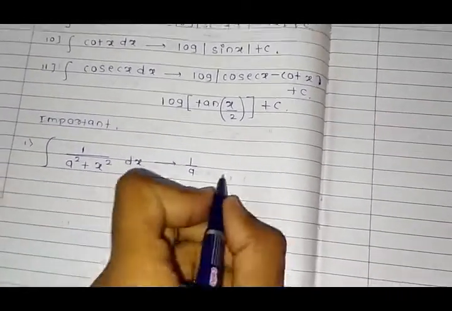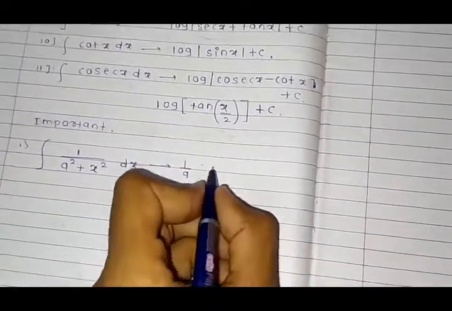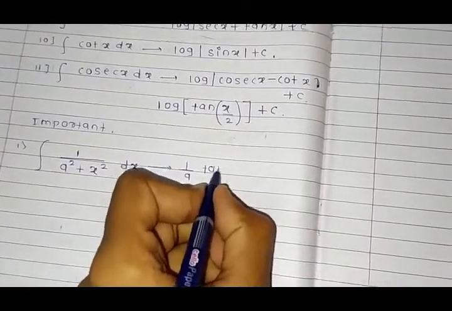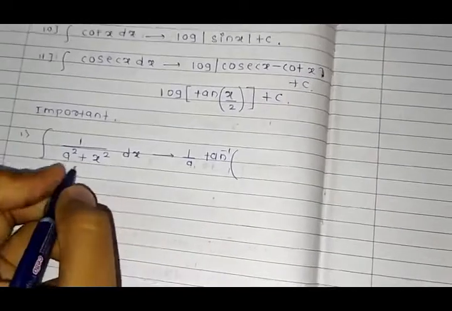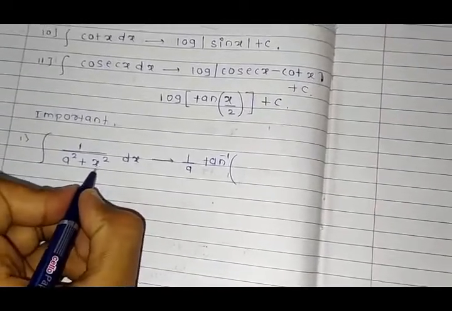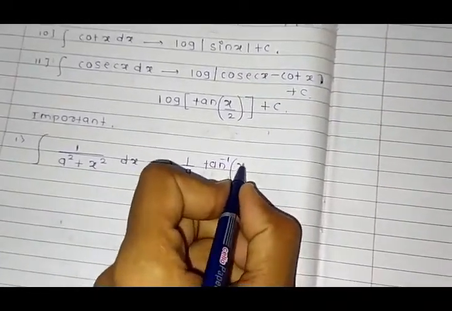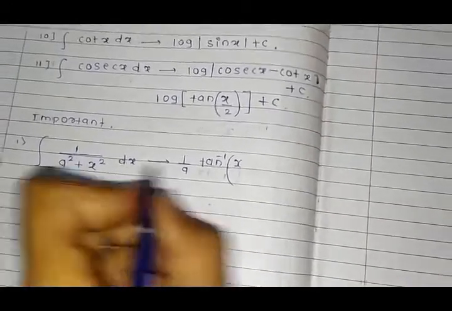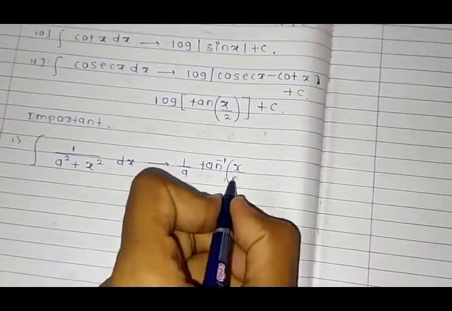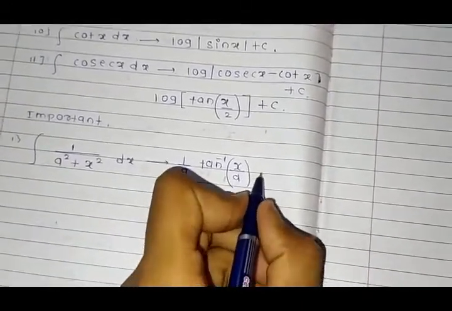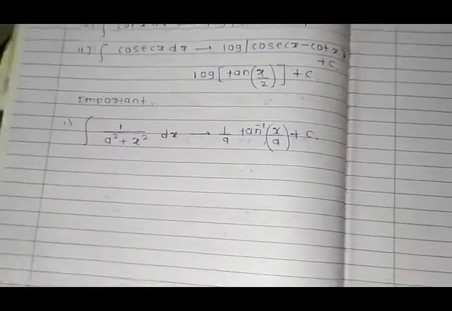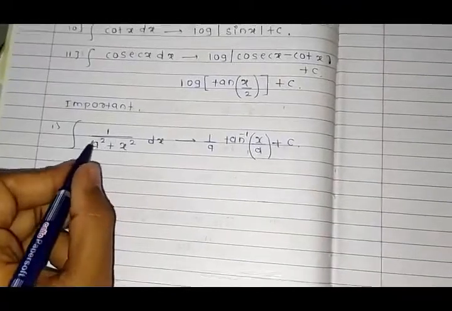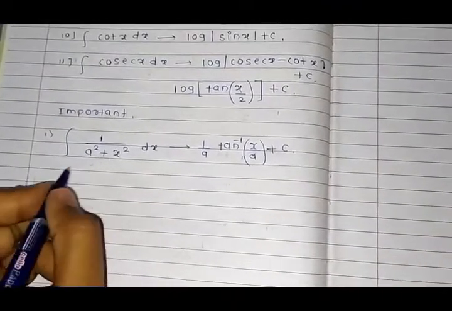times tan inverse of the variable divided by the constant, plus c. This is the integration of 1 upon a square plus x square dx.